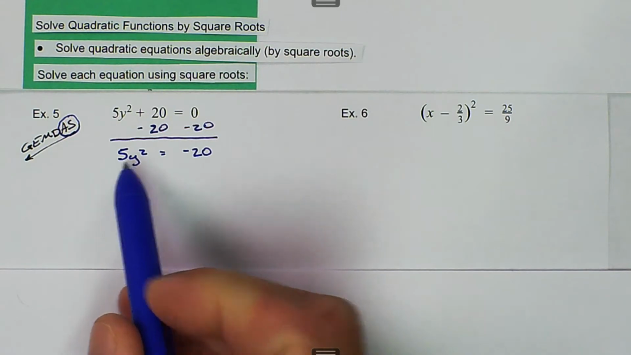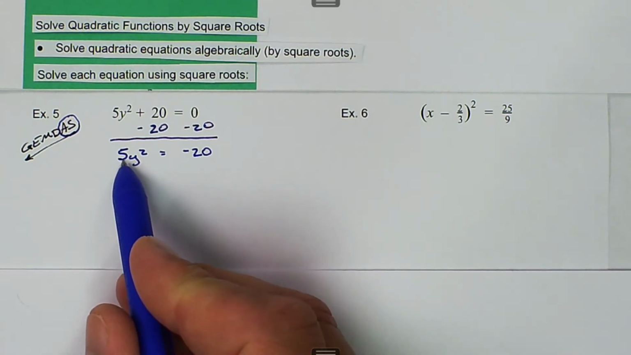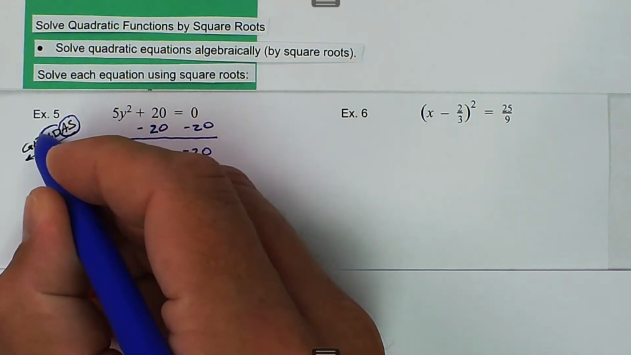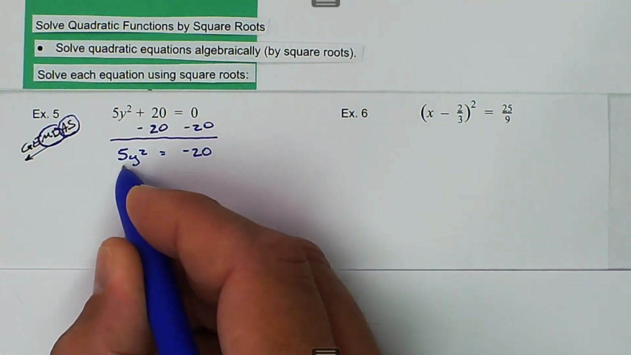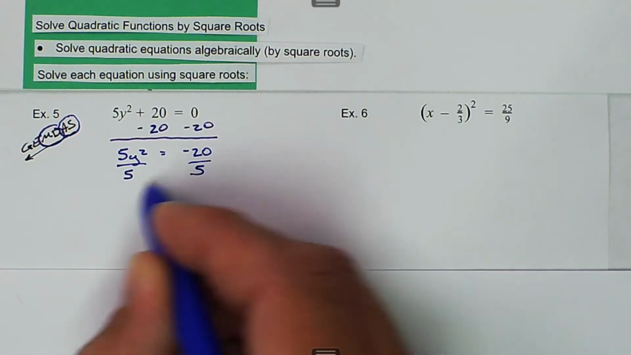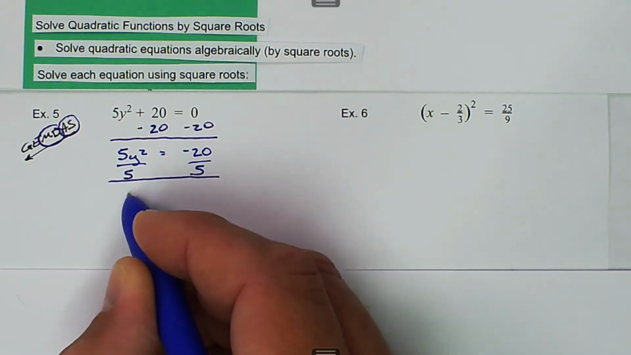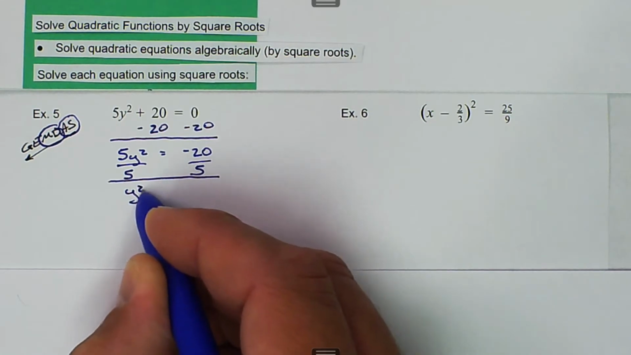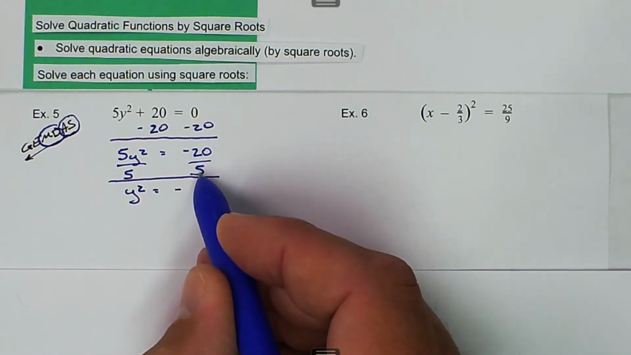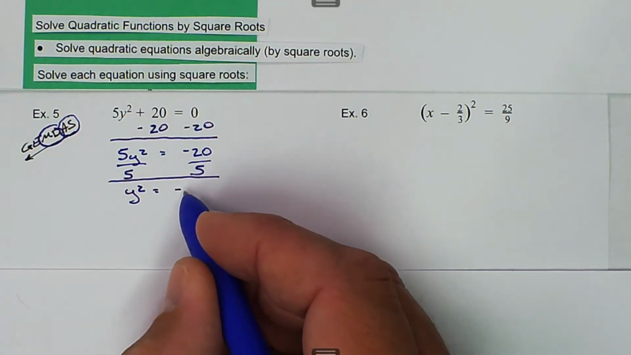There's no more addition and subtraction. So now we see that there's 5 multiplied by y squared. So the inverse of multiplication is division. So we're going to divide by 5 and divide by 5. And then we get y squared equals negative 20 divided by 5, which is negative 4.